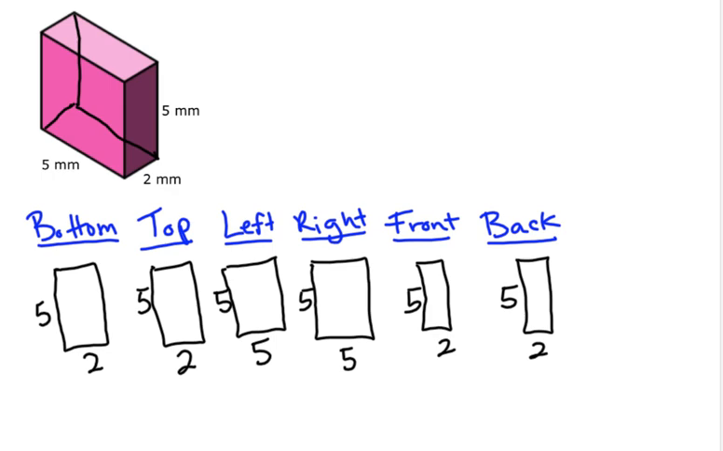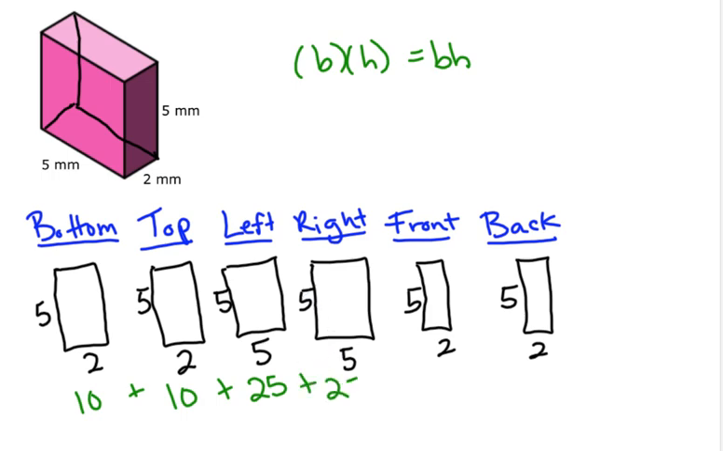So now I like to go through and do the multiplication for each. The area of a rectangle is base times height, and I like to just write it BH. So I'm going to multiply the base times the height on each one of these. So 5 times 2 is 10, plus 5 times 2 is 10, plus 5 times 5, 25, plus 5 times 5, 25, plus 5 times 2, 10, 5 times 2, 10. Now before I add them up, I'm going to make sure I have all 6. So 1, 2, 3, 4, 5, 6.